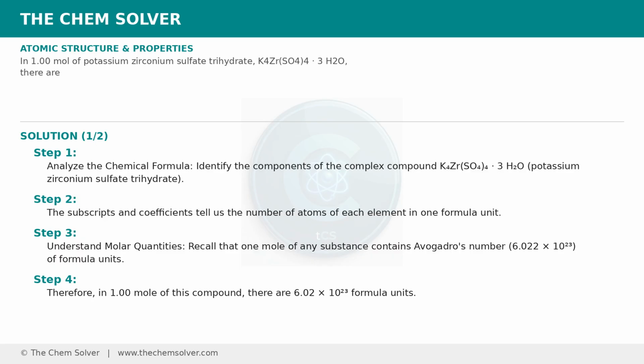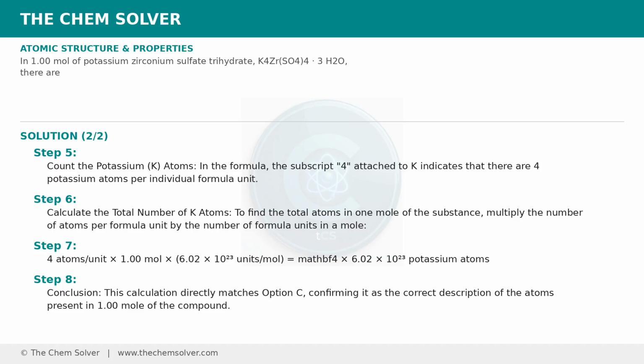Understand molar quantities. Recall that 1 mole of any substance contains Avogadro's number, 6.022 times 10 to the power 23, of formula units. Therefore, in 1.00 mole of this compound, there are 6.02 times 10 to the power 23 formula units.